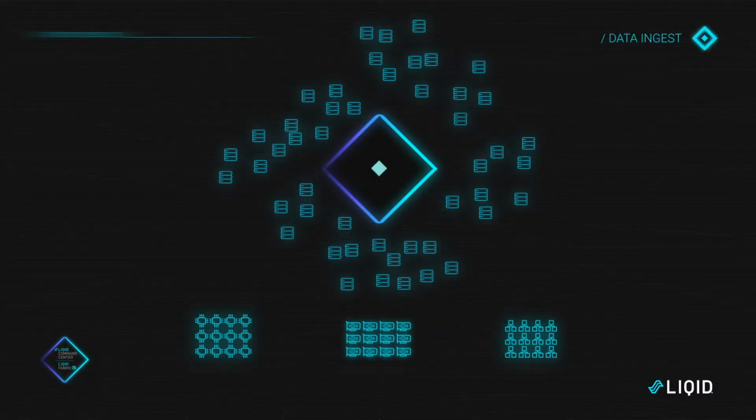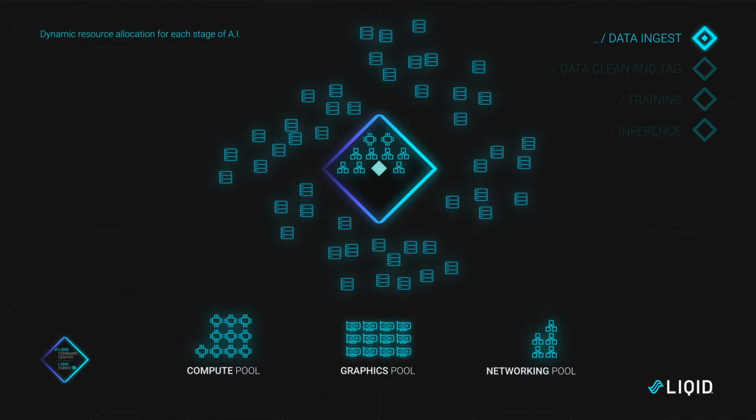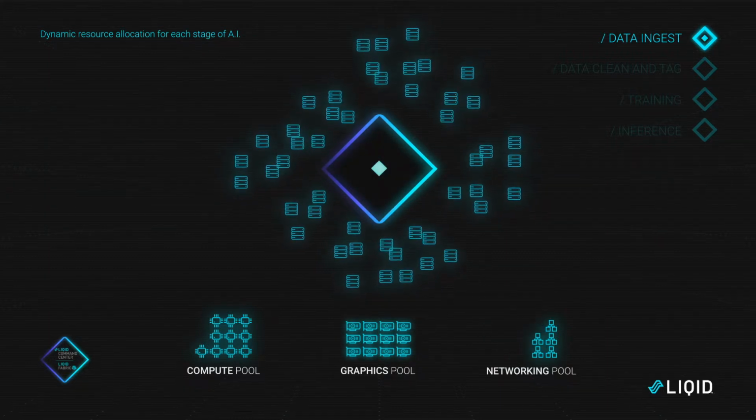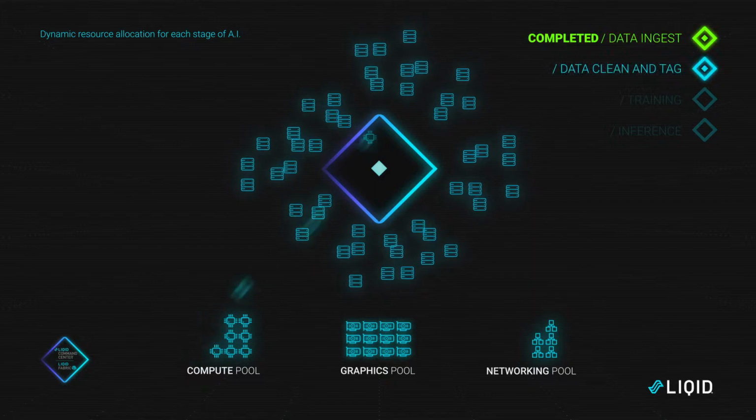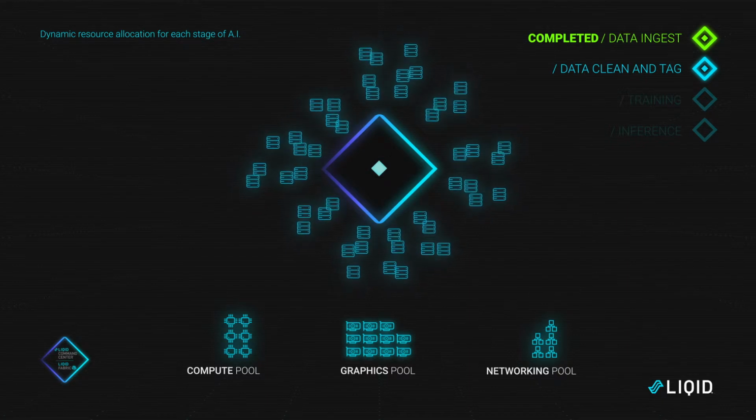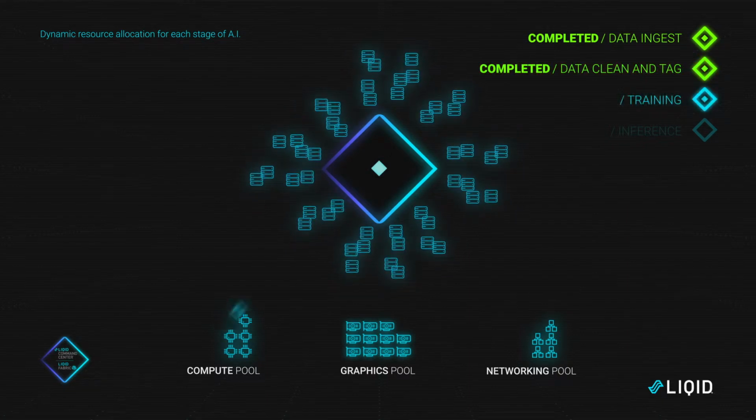Okay? AI is a big deal, right? Everyone's talking about AI, but when we think about AI, AI is not an event. AI is a workflow. First we ingest, lots of networking. Then we're doing cleaning and tagging, lots of CPU. Then we're doing training, that requires multiple GPUs. Then we're going to inference, and inference requires a single GPU of a different type.